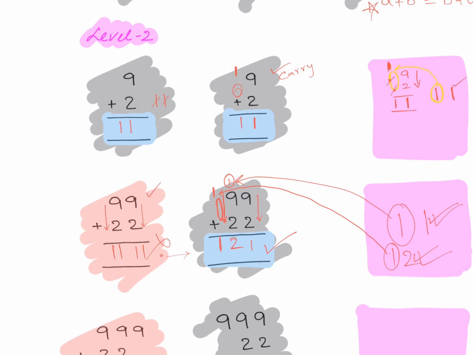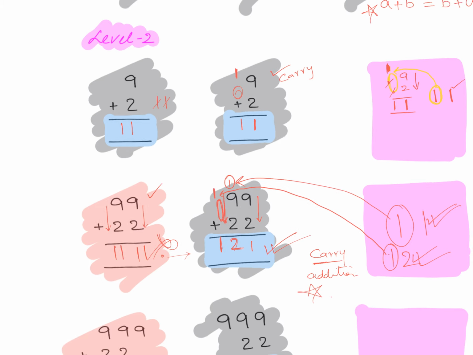but not 1111. So 1111 is a wrong answer, and this 121 is the right answer because we have used the concept called carry. Please remember, we use carry several times during addition, so it is a very important concept.